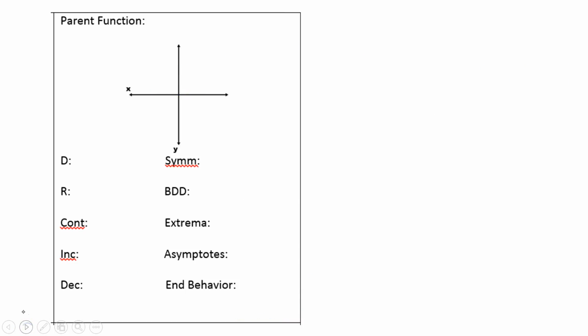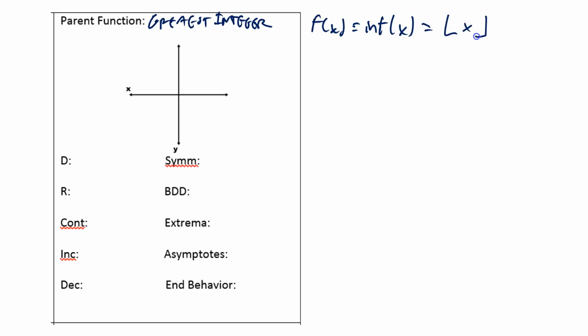All right. This one's kind of a weird one. It's called the greatest integer function. So the greatest integer function is f of x equals int x. Int stands for integer. Some people also call it the floor function. You'll see it written like this sometimes with like a floor underneath it.